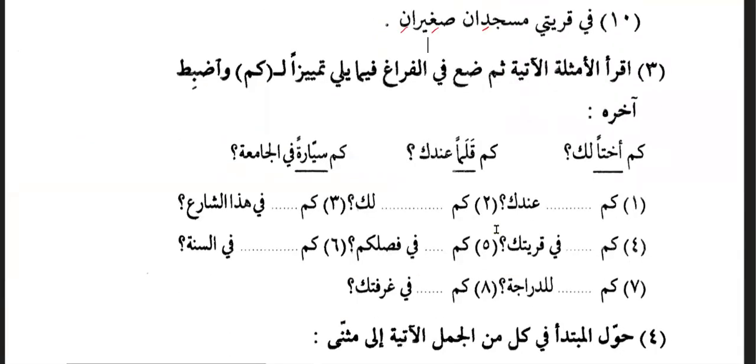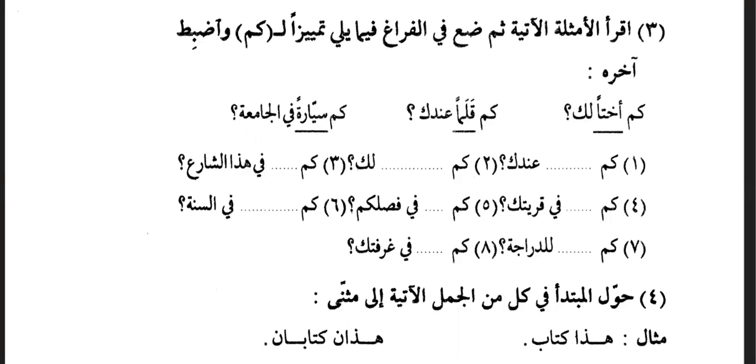I'll just do one more exercise and then we'll stop. The third exercise: read the following examples, then put in the blank spaces a tamyiz for kam, so a word that goes after kam, and put the tashkil on the word.